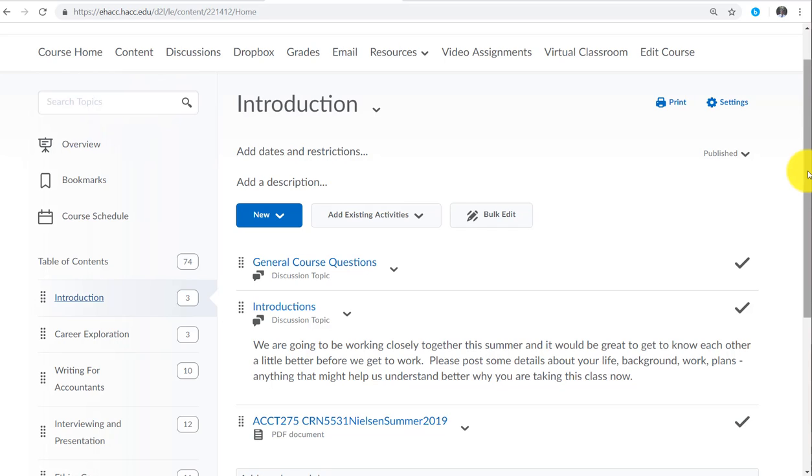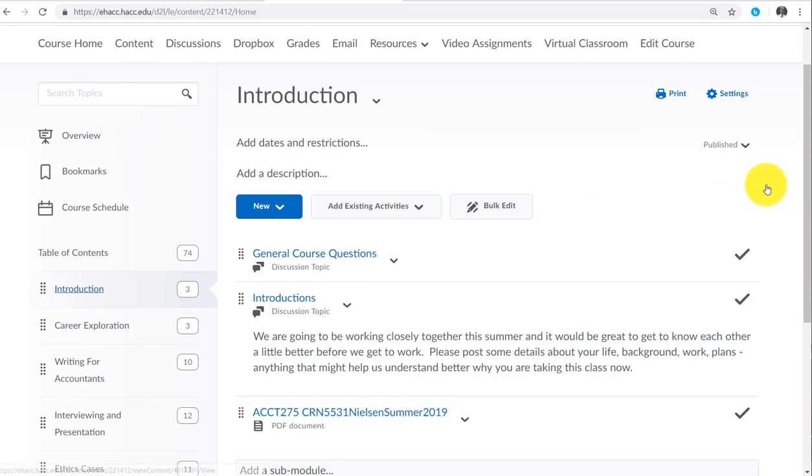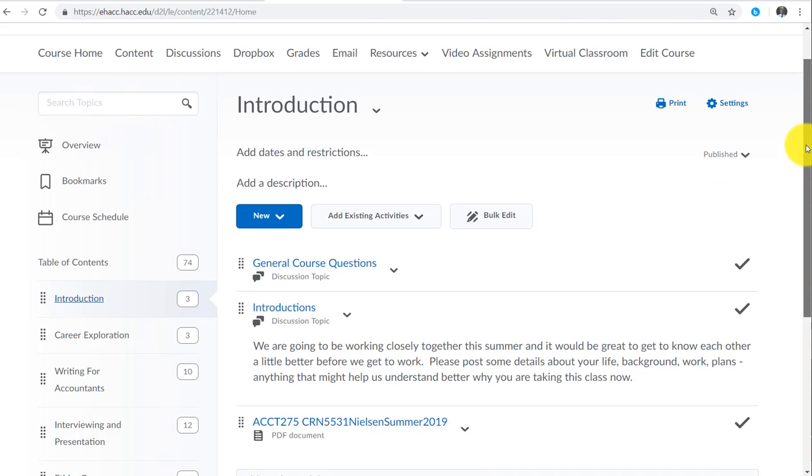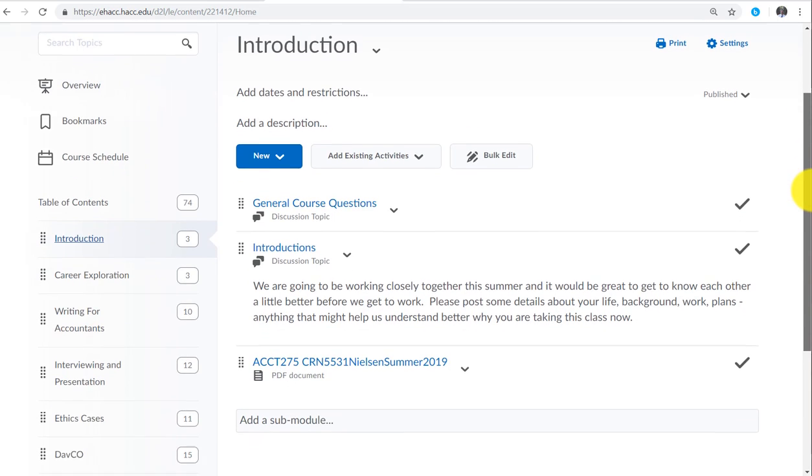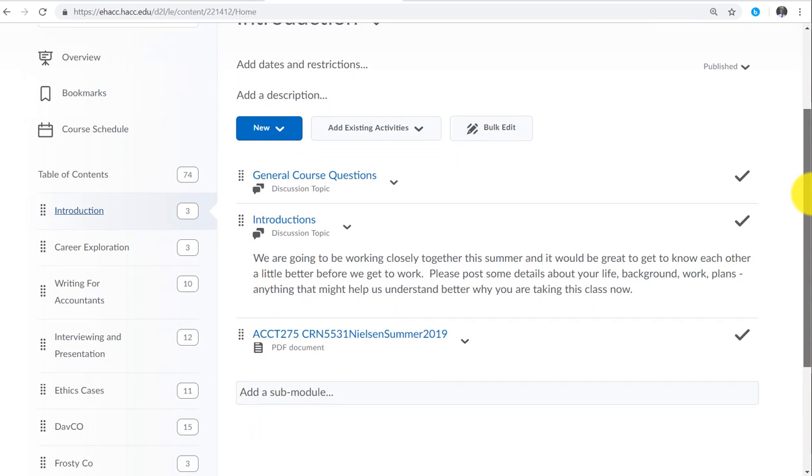If there's ever a question about the due date or when things need to be accomplished, you have the general course questions, or you can email me. Generally, the best way to ask questions is with a discussion board. Email for personal grading type of questions that would not apply to the class in general.